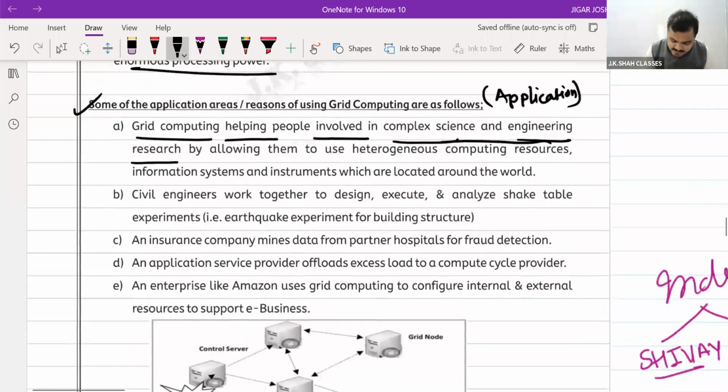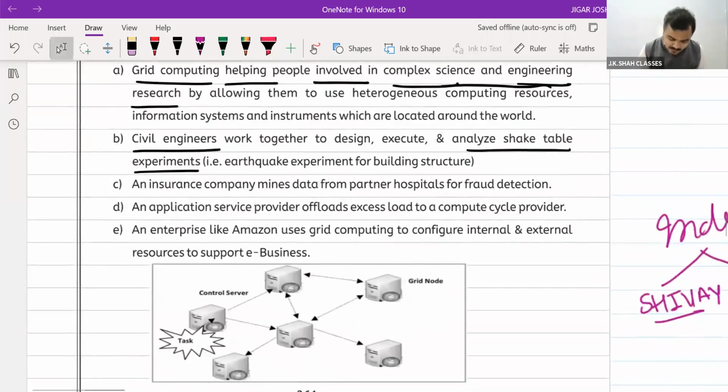Number two, it is used in civil engineering in order to analyze the shake table experiments. That is earthquake. Third one, it is used even by insurance companies to mine the data, to collect the data from all the hospitals, that under which condition a patient is given what treatment, so that some hospital should not bluff and should not earn from the insurance company.